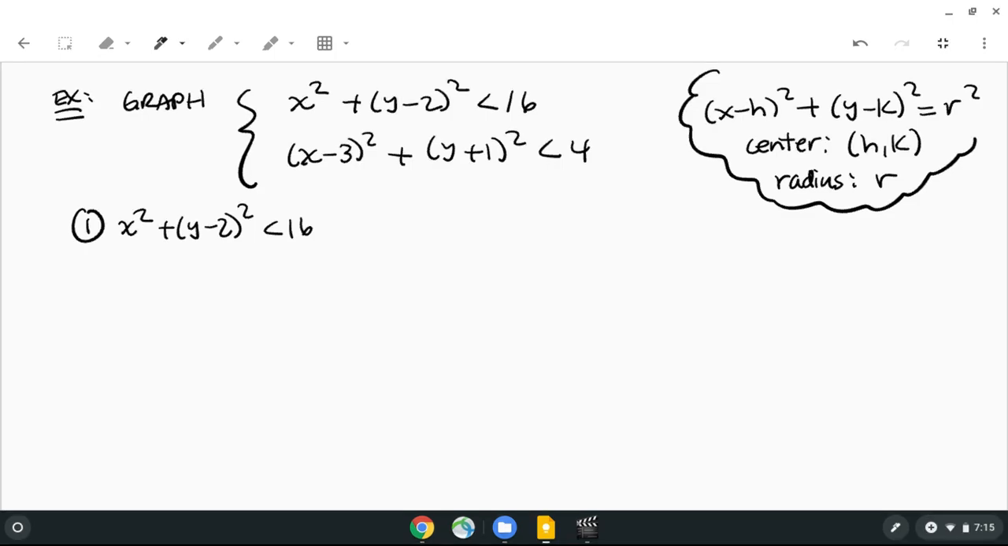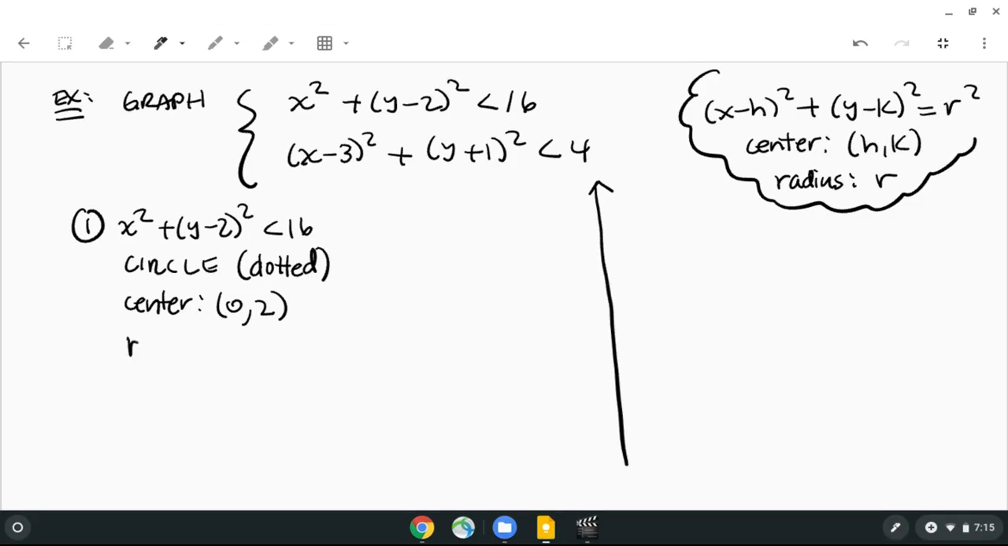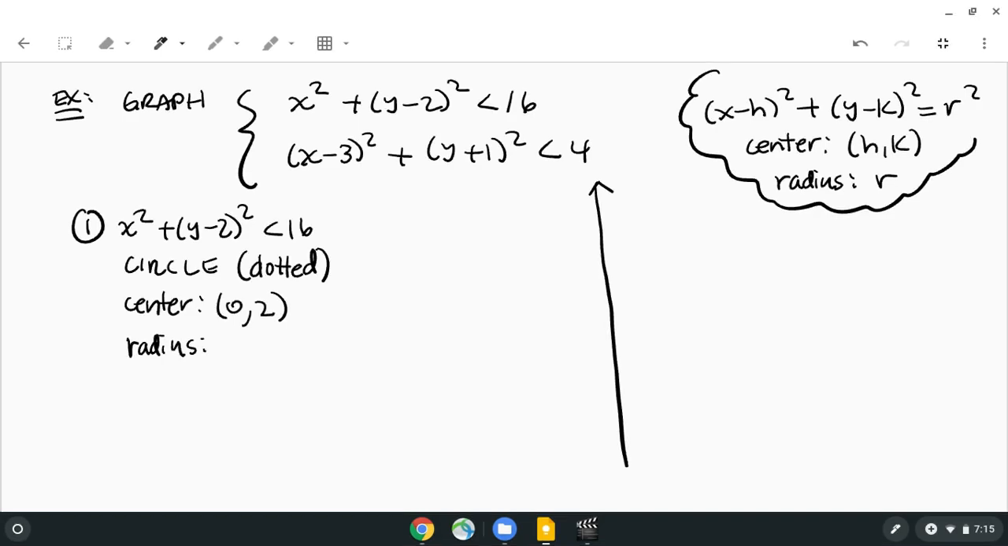So I know this is a circle, and it's going to be dotted. And the center is going to be at, there's nothing with the x, so there's 0. And then you have that minus 2 with the y, so it's going to be opposite, positive 2. So center is at (0, 2). Let's go ahead and graph that. Oh, and my radius is not 16, but the square root of 16, which is 4.